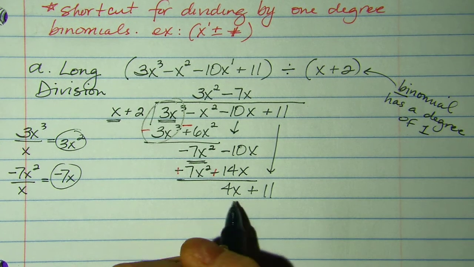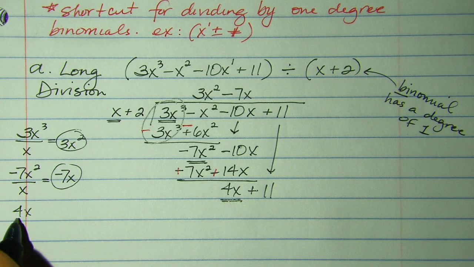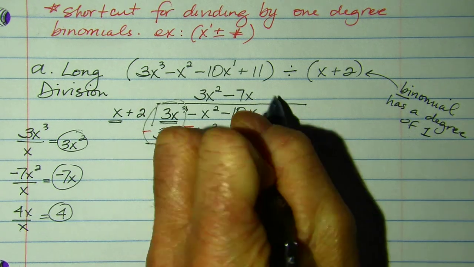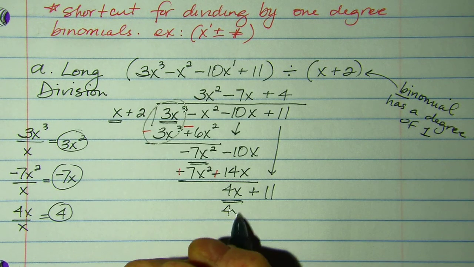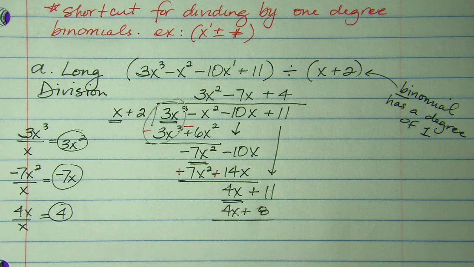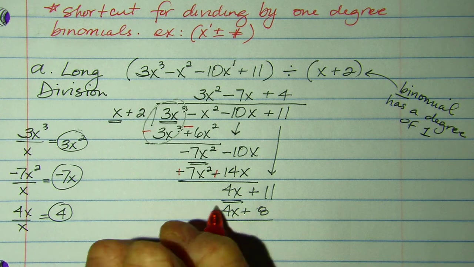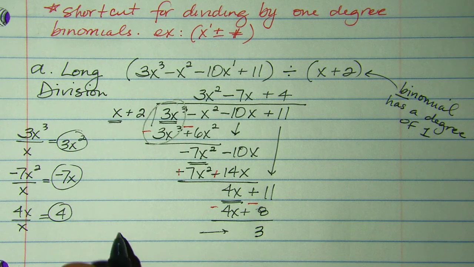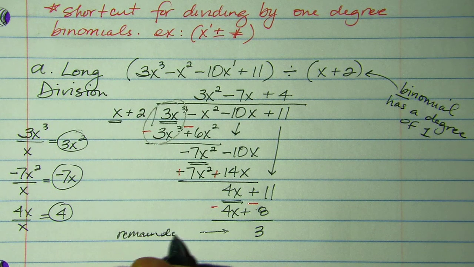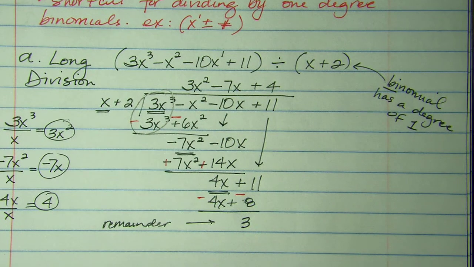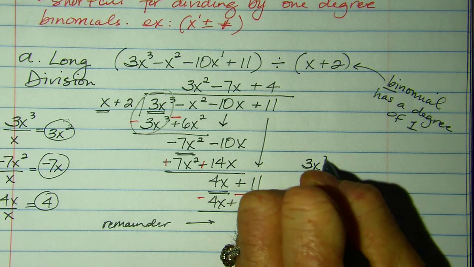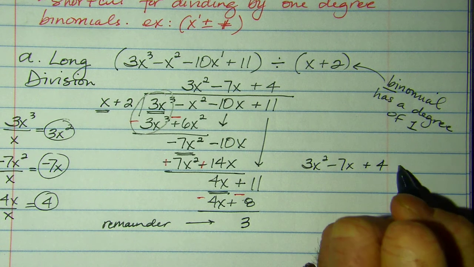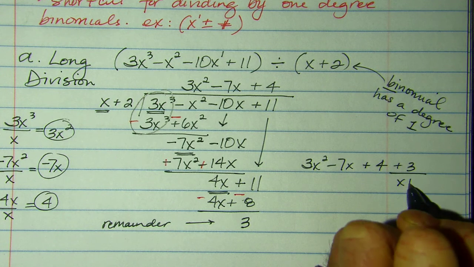Last time here, I care about this term. 4x divided by x leaves me with 4, and there's no negative there, so this is a positive 4. I'm going to distribute, and I'm going to subtract. And so I'm left with a remainder. Remember, this is my remainder of 3. So here's how we would write our answer: 3x squared minus 7x plus 4, plus 3 divided by x plus 2.